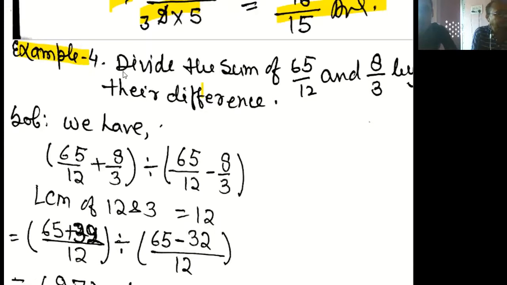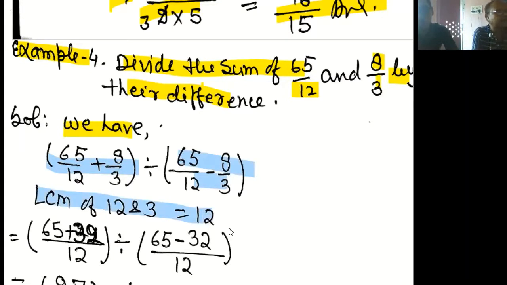Example 4, divide the sum of 65 upon 12 and 8 upon 3 by their difference. Solution: we have the sum of the given rational numbers divided by the difference. Bracket 65 upon 12 plus 8 upon 3 bracket close divide bracket 65 upon 12 minus 8 upon 3. First we do the brackets. Take the LCM of 12 and 3. LCM of 12 and 3 is 12.